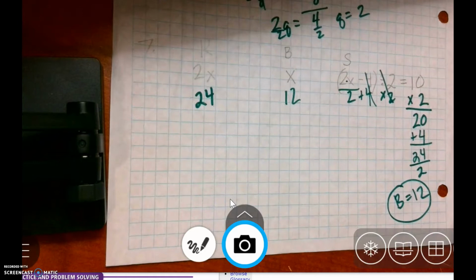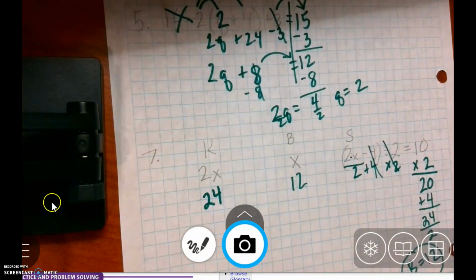Okay, so that's the 3 types of problems that are on your homework. That is all.